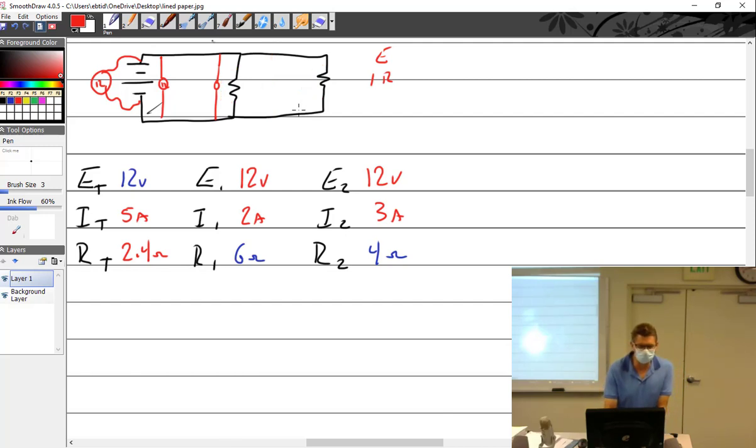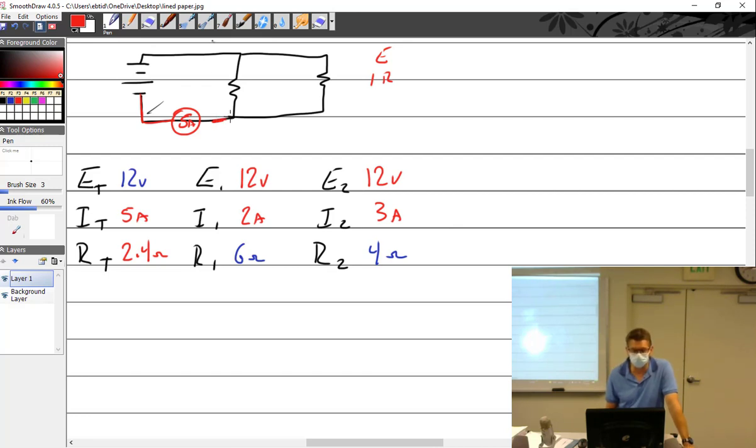But if we look at the amps, amps are going to be different. We can start this way, and amps are going to flow through here. How many amps flow through here at this spot? 5 amps. All of them. So 5 amps, and then it's going to come to here.